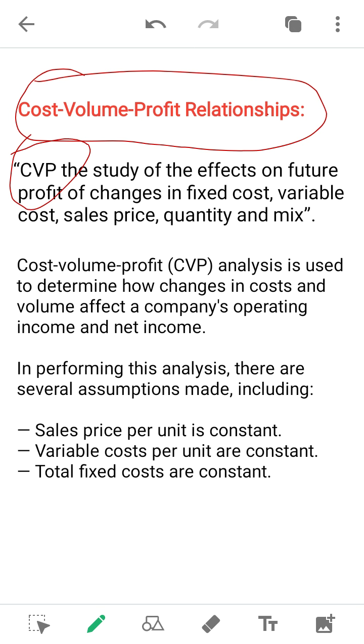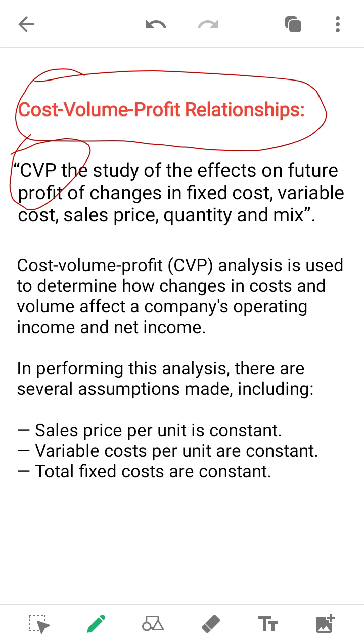CVP is the study of the effects on future profit of changes in fixed cost, variable cost, sales price, quantity and mix. Cost volume profit analysis is used to determine how changes in cost and volume affect a company's operating income and net income.